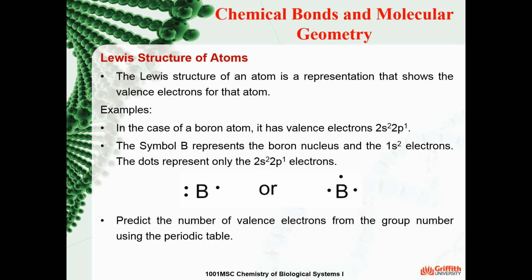To predict the number of valence electrons, you can do the electron configuration as we did in this example, or you can look at the periodic table and predict the number of valence electrons using the group number. For example, group 1A elements have 1 valence electron. Group 4A elements have 4 valence electrons. We will cover more examples of the Lewis structures in the tutorial.